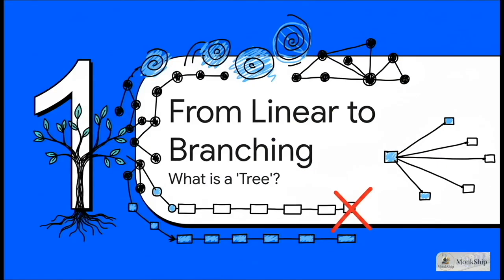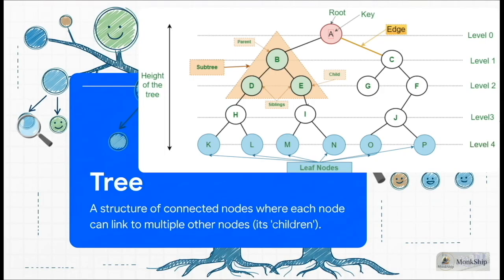Okay, so we know it branches out, but what are the actual rules that make some branching thing an official data tree? Let's nail down a really clear definition. At its heart, a tree is really just a collection of these connected nodes. And we actually use family-style language to talk about them, which is kind of helpful. A node that points to other nodes is called a parent, and the nodes it points to are its children. This whole parent-child relationship is absolutely fundamental to how trees work.